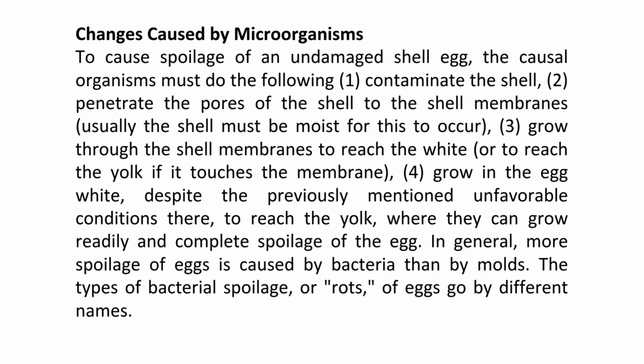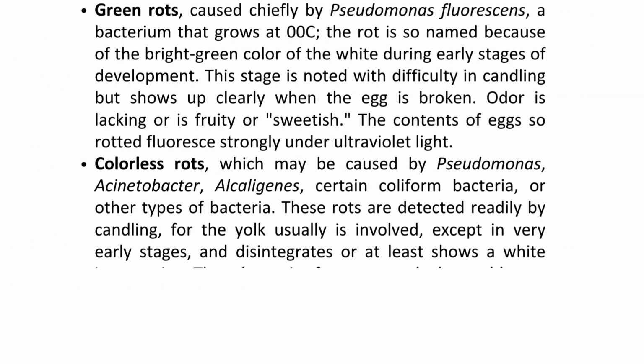Generally, more spoilage is caused by bacteria than by molds, and these bacterial spoilage types are called rots. There are several types of rots. Green rots are caused chiefly by Pseudomonas fluorescens. The white turns a bright green in early stages, and the contents fluoresce under UV light. Odor is lacking or fruity.